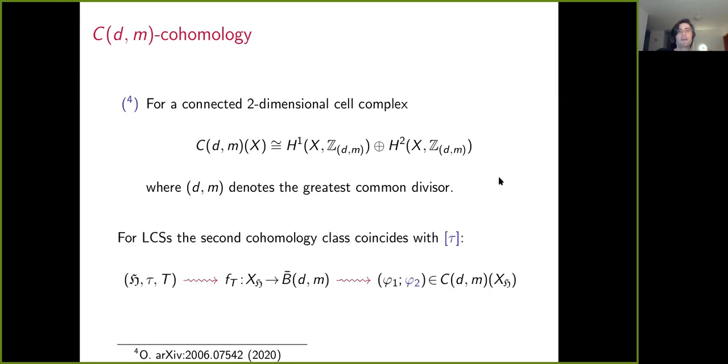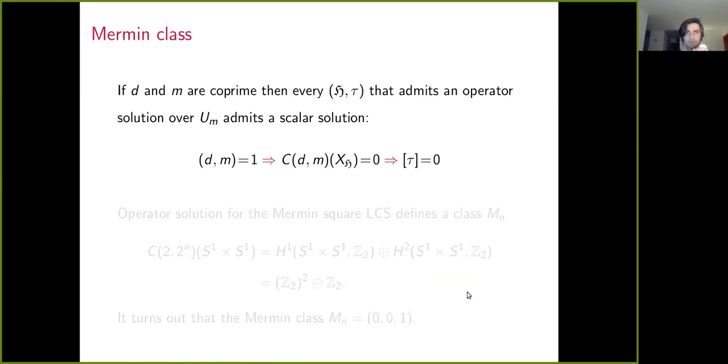So how does that work? You start from a linear constraint system and an operator solution. We can construct this map from a topological realization to the B bar space, and then we can stabilize everything to obtain these two classes, phi1 and phi2. So they correspond to elements in H1 and H2. The nice thing about this is that when you start from tau, the cohomology class of tau actually coincides with phi2. And that is how you connect the classes in this cohomology theory and scalar solutions, the existence of scalar solutions.